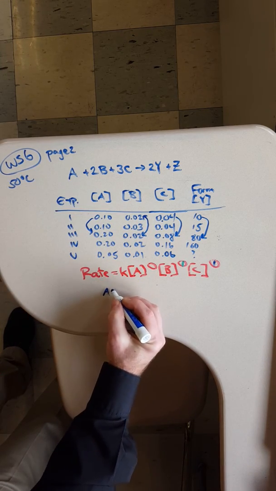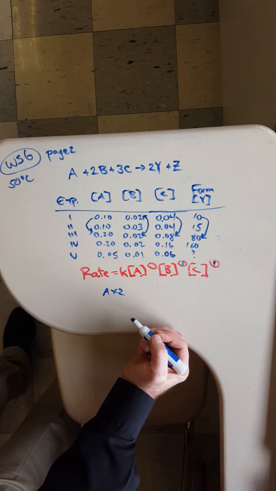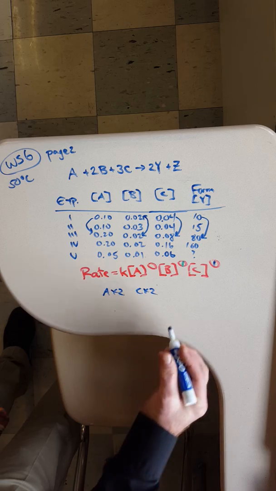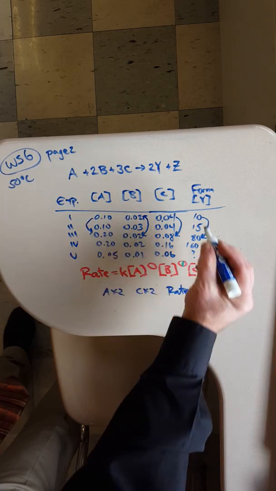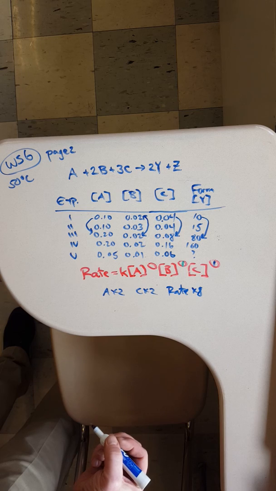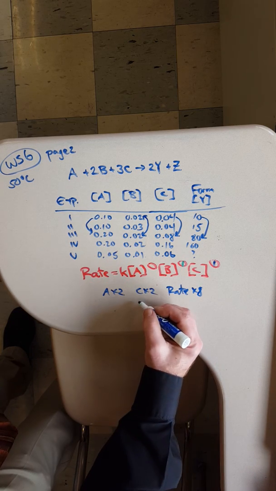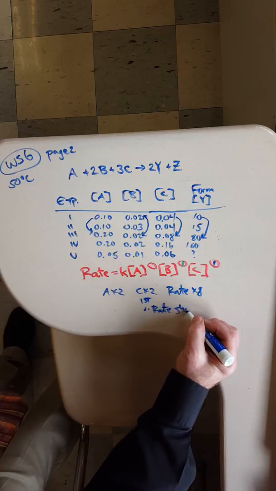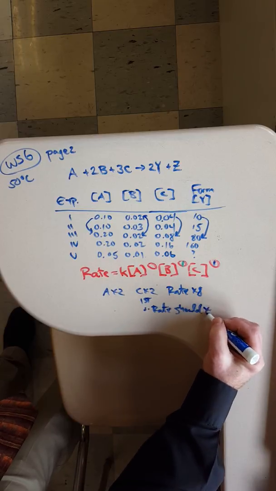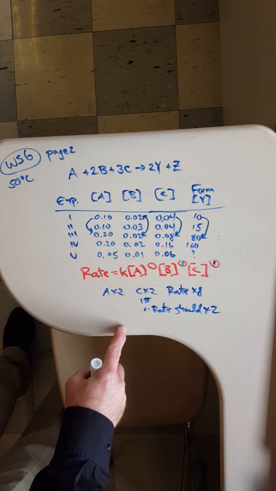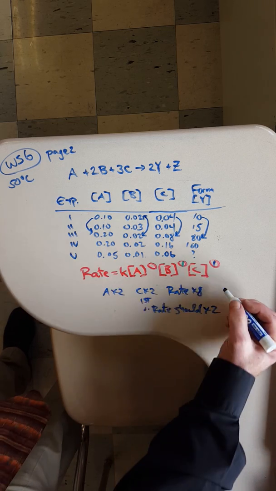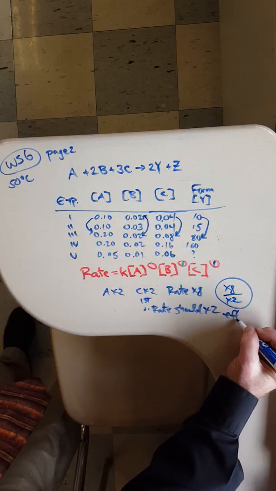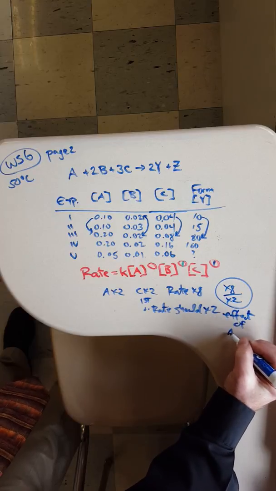A doubled. C doubled. My rate increased by a factor of 8. C is first order. Based on C only, the rate should go times 2, but it actually went times 8. This ratio, that's the effect of changing A.